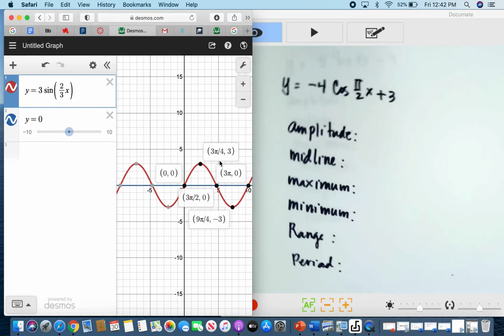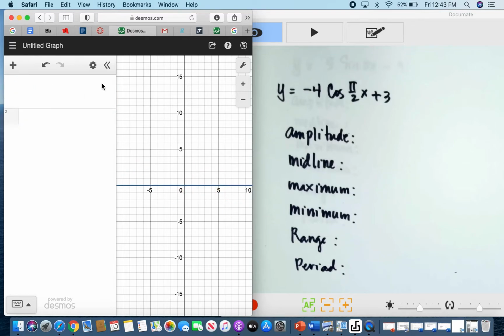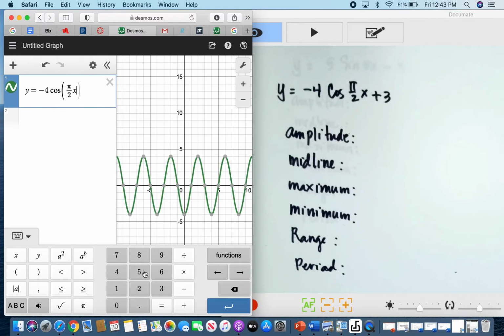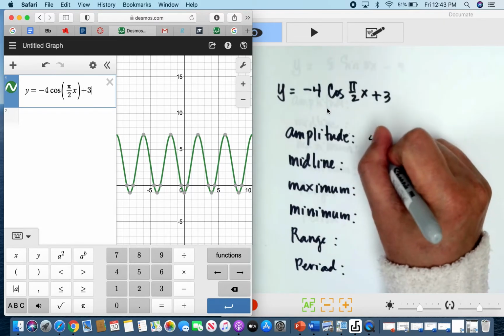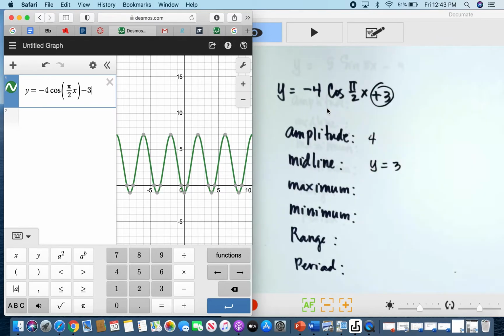Now, this is a translated graph and at the same time a reflected graph. So again, let's graph this function: y equals -4 cosine pi over 2 x plus 3. As you can see, this is the graph. And of course, our amplitude is 4. Our midline is y equals 3. It's just that number you have added to the function.